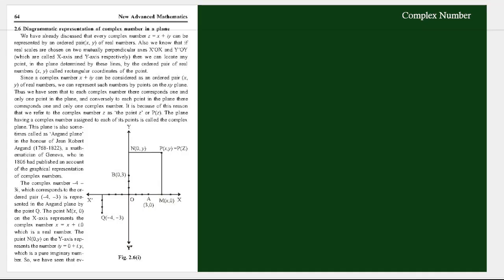So here, what are we going to learn? Here it says about the diagrammatic representation of a complex number. How do we represent our number line? The natural numbers, the whole numbers, the integers, they are represented by a straight line, which is called your number line.